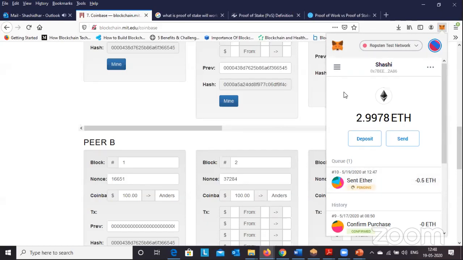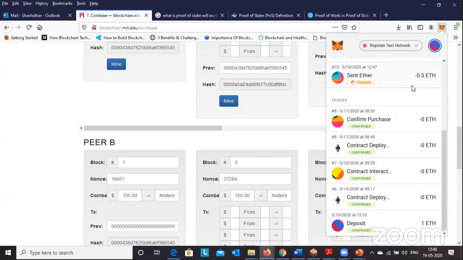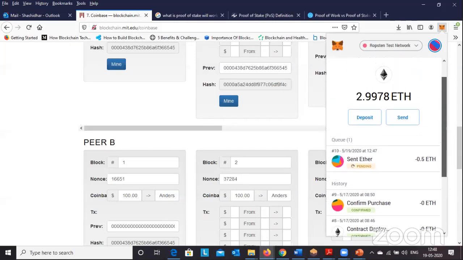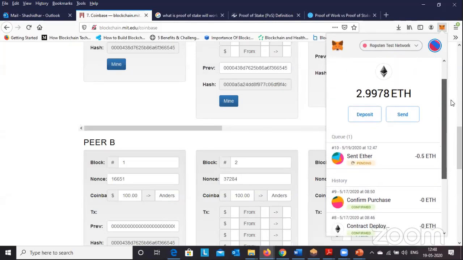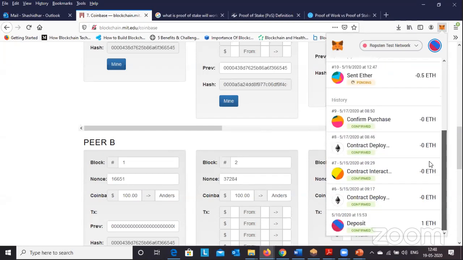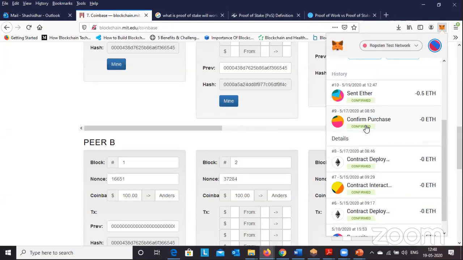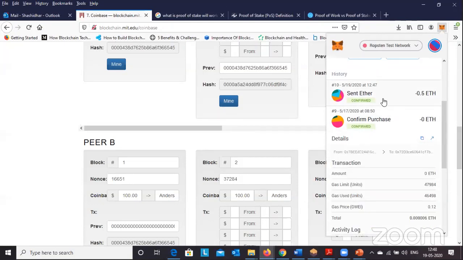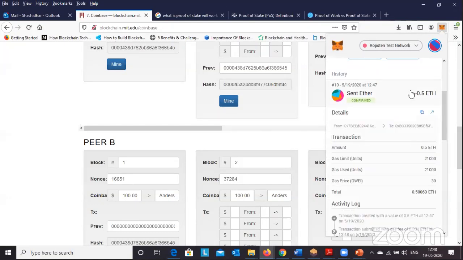I'm using the Ropsten test network just for demonstration purposes. Previously I have deployed some contracts, and all the details are stored here, in the blockchain network. Okay, so the transaction is still pending. Okay, so let me see, yes, it's sent. Now 0.5 ethers have been sent to the other account.